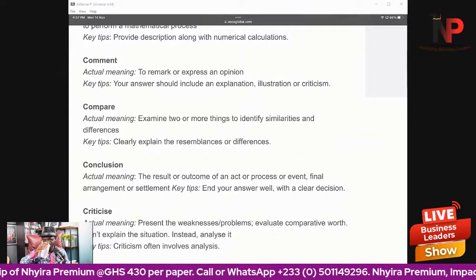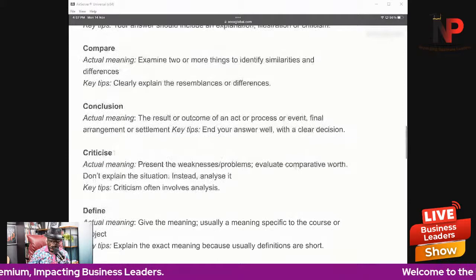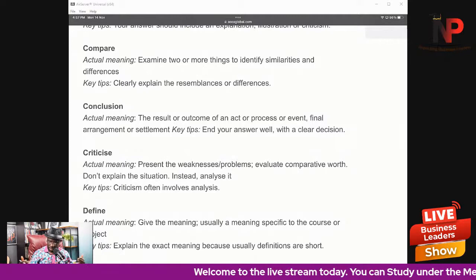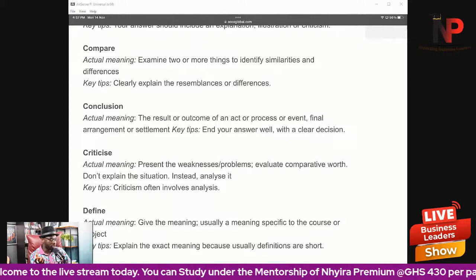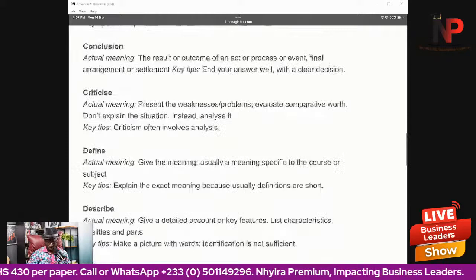Then, conclusion. Now, this means the result or outcome of an act or a process or event, final arrangement or settlement. End your answer well with a clear decision. Conclusion. So, it means that here you are reaching a clear decision as to whether what is good or what is not good. Another terminology or verb the examiner could use is criticize.